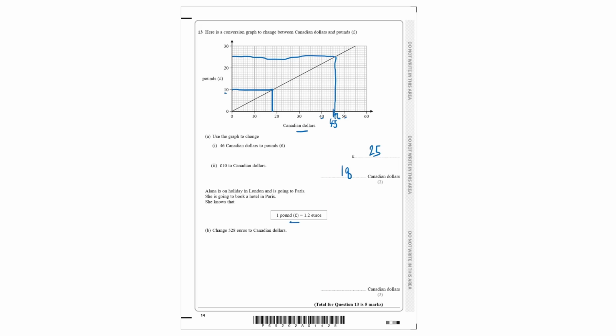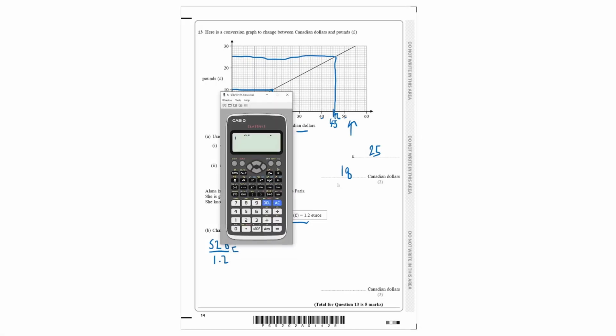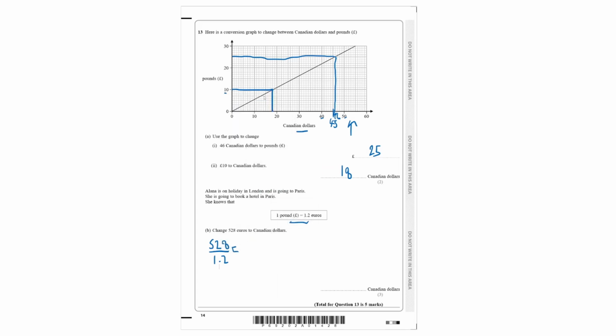Canadian dollars is not given in this equation, but it is given in the graph. So we can simply convert the euros to pounds first. So we know that 528 divided by 1.2 will give us our amount of pounds. We can see that 528 divided by 1.2 gives us 440 pounds. Now, 440 on the y-axis is not given, so we have to simplify here.